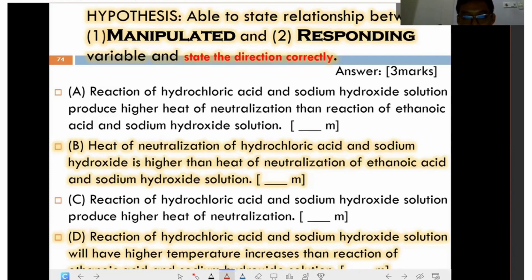TTJ, Yanfun, Apun says B. Heat of neutralization is more specific. Okay, Apun prefers heat of neutralization. Very good. Okay, the answer mentions heat of neutralization. So this one should get 3 marks.